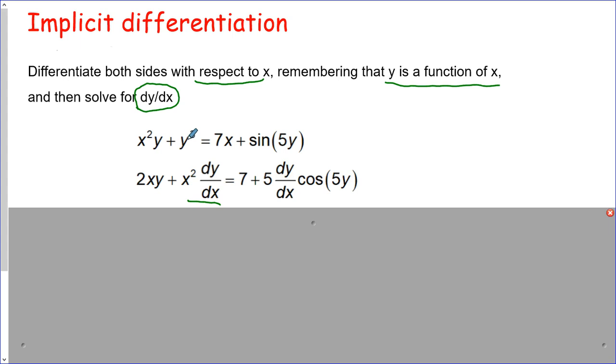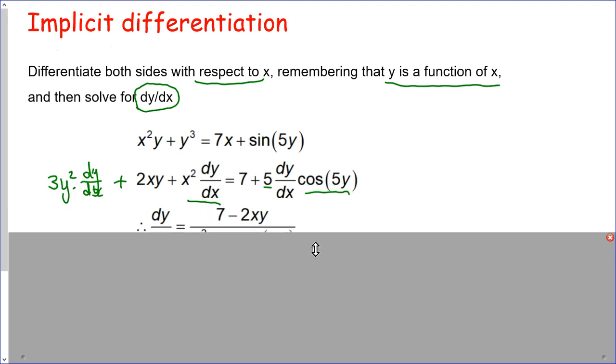The derivative of y cubed, it's our chain rule. Oh, goodness gracious me. All right, I've totally left this piece out here. The derivative of y cubed is actually 3y squared times dy dx. All right, and then the derivative of 7x is just 7. The derivative of sine of 5y, well, the derivative of sine of something is just cos of that thing, times the derivative of the inside piece. So 5 times dy dx.